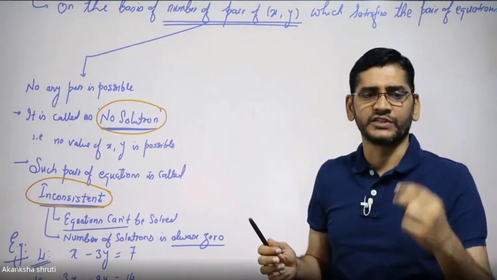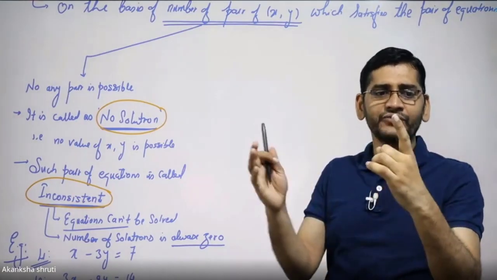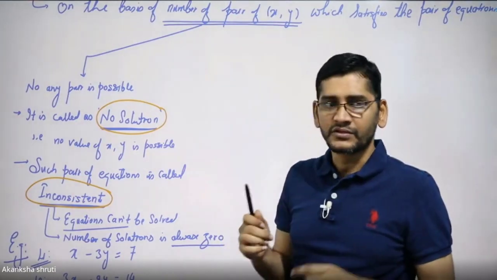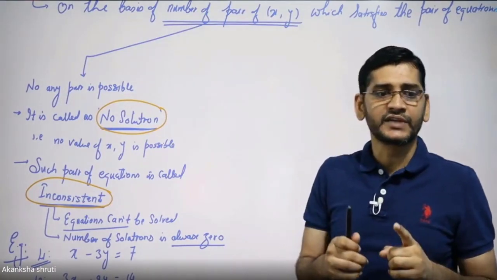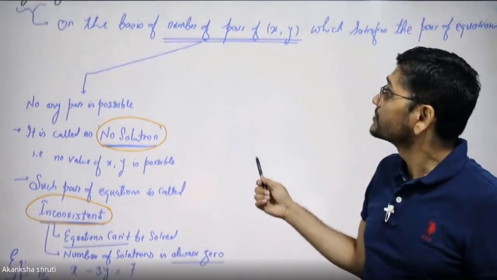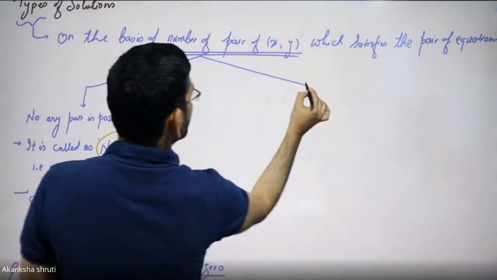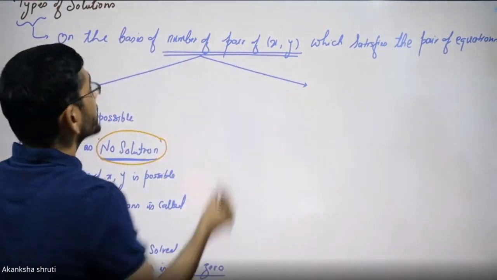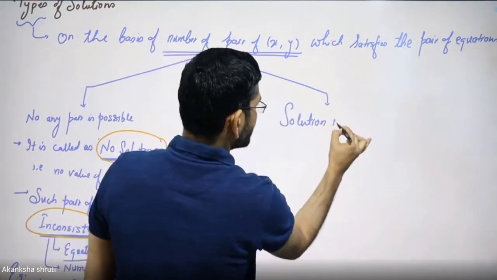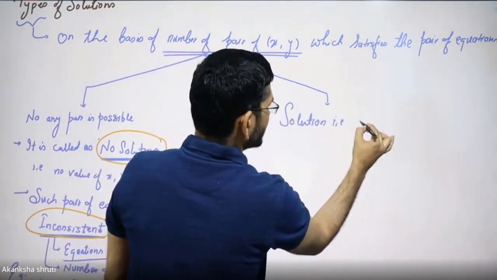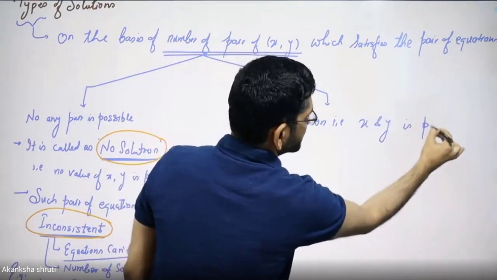So only two situations arise. Either only one pair or an infinite number of pairs. So this is possible for equations which can be solved. So the other category, or the second category, is one where a pair of solutions is possible. It means a solution, the x and y together, or a pair of x and y, is possible.